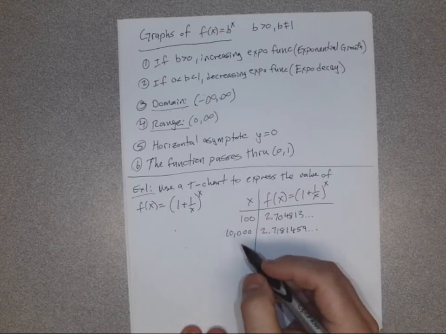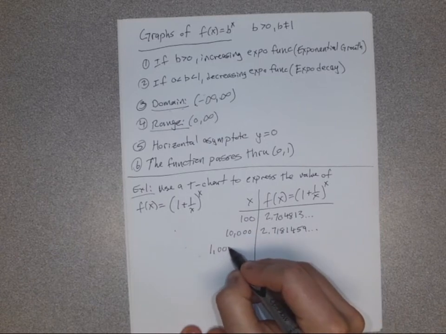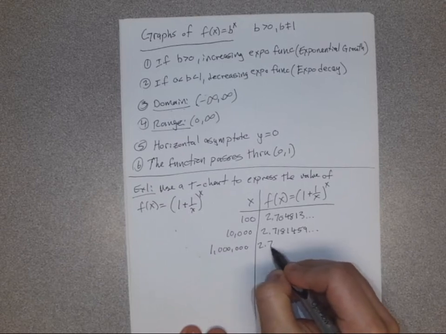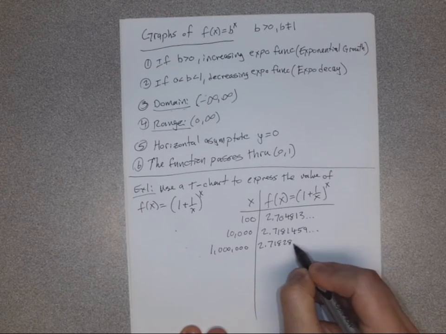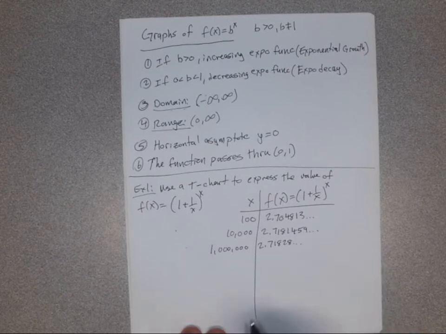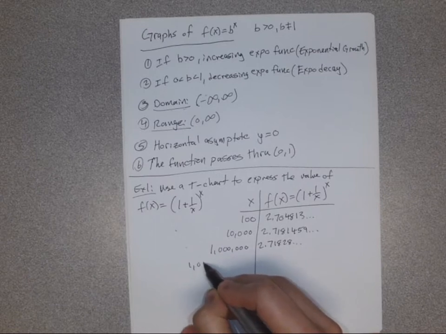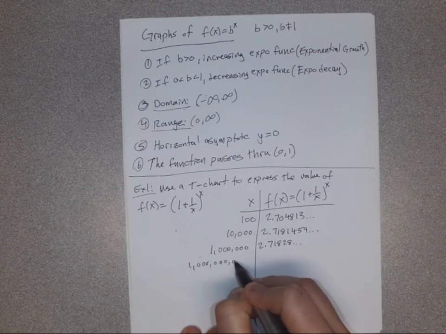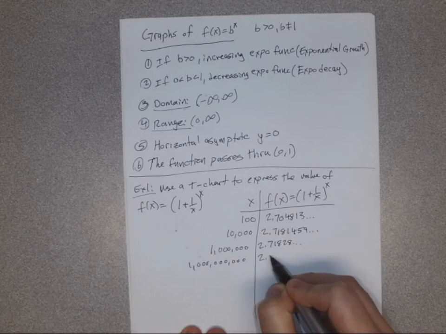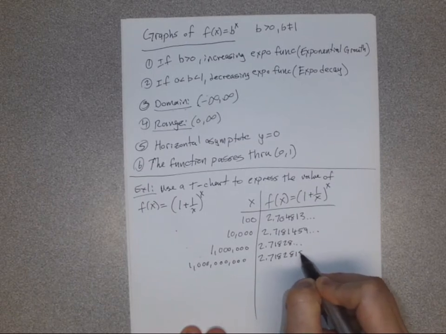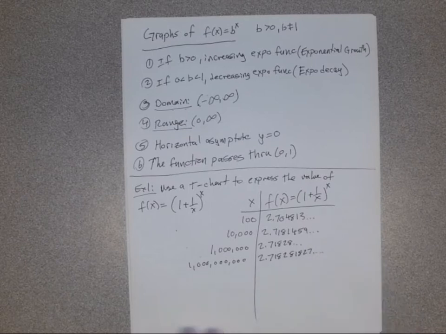All right, let's skip up to 1,000,000. If you go to 1,000,000, you get 2.71828, and it just keeps going. Now let's jump up to 1 billion. And I'm going to stop with 1 billion because I think I've made my point. 2.718281827, and it keeps going. So this brings rise to the value of e.